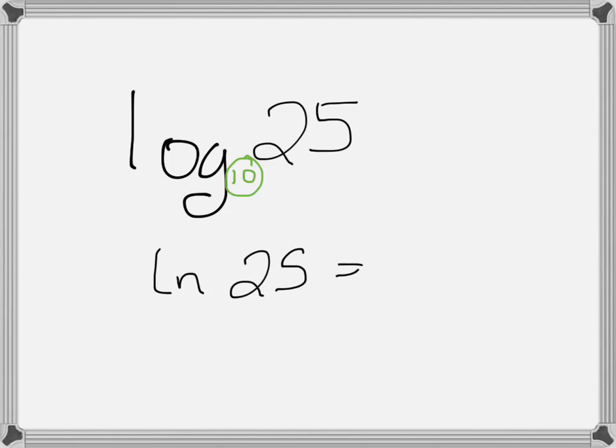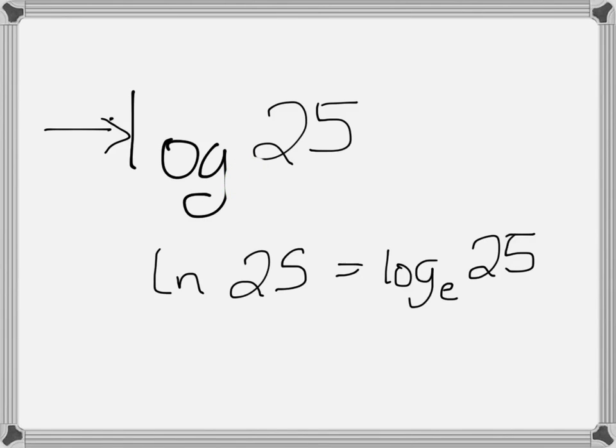Sometimes you'll have a log of some number, let's say 25, but you'll see that there is no base written. That base is understood to be 10. When you see ln of 25, this is meaning log base e of 25. So the log base 10, the one that was without something written, is called the common log. And this is the natural logarithm.